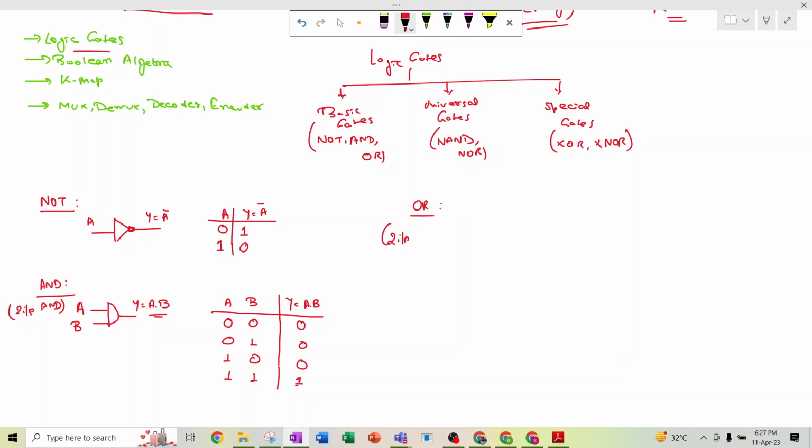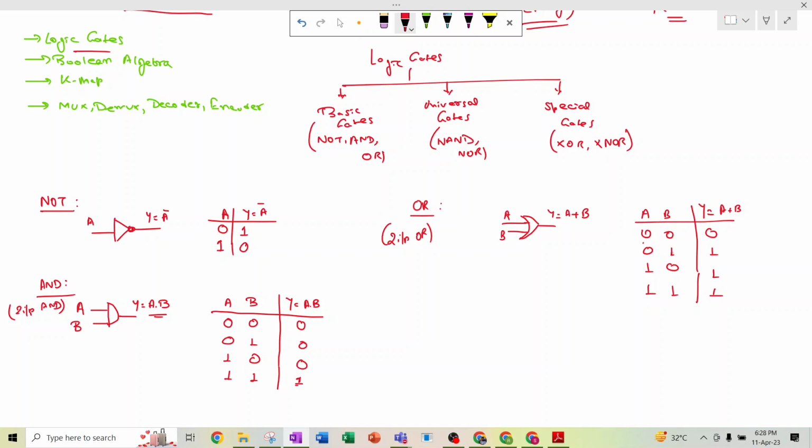The third gate is the OR gate. Similarly, I am giving the example of the two input OR gate, and the basic symbol of this OR gate is this. There are A and B, both inputs, and the output will be A plus B. If we draw the truth table of this, Y equal to A plus B, this is 0 0, and similarly the four combinations are available. The output for 0 plus 0 will be 0, then 1, 1 plus 0 is 1, and 1.